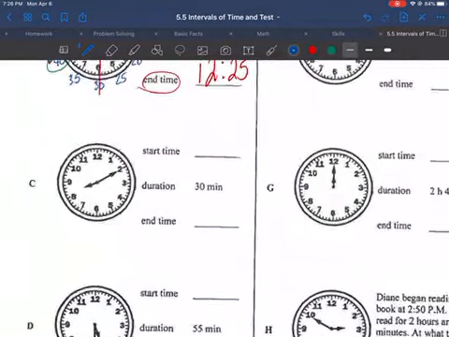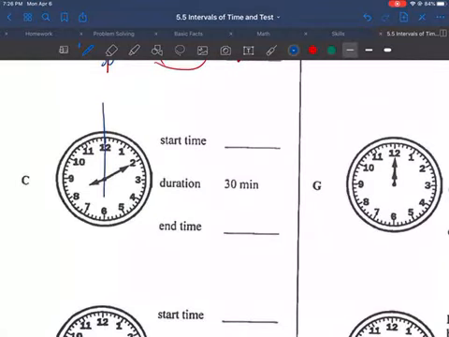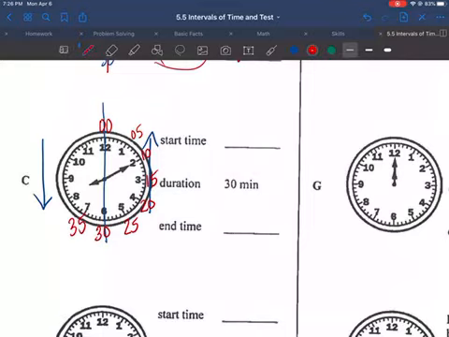I'm going to go ahead and go to the next problem, which will be letter C. First things first, I'm going to cut the clock in half. Right goes up, left goes down. Remember our minutes: 5, and then we have 10, 15, 20, 25, 30, 35, 40, 45, 50, 55, and 60, which means a full clock.